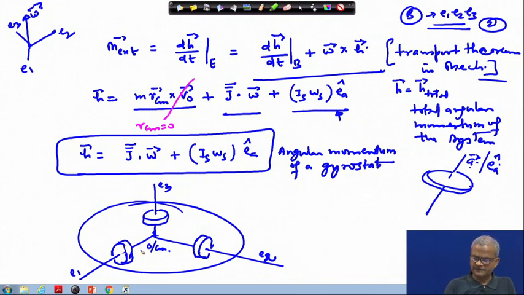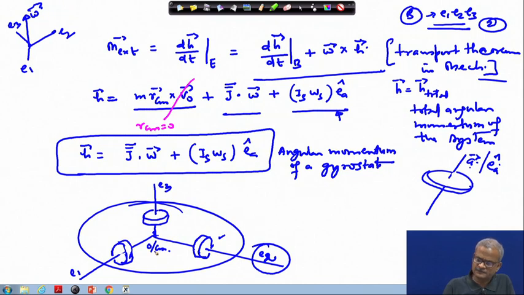You have these 3 wheels, and we will assume that this wheel is rotating right from the beginning, one of the wheels. So, we will assume that the wheel along this axis is rotating, and we will give a bias momentum to this rotation, we call this the bias momentum. I will come to that later on. Let us look into this equation first.